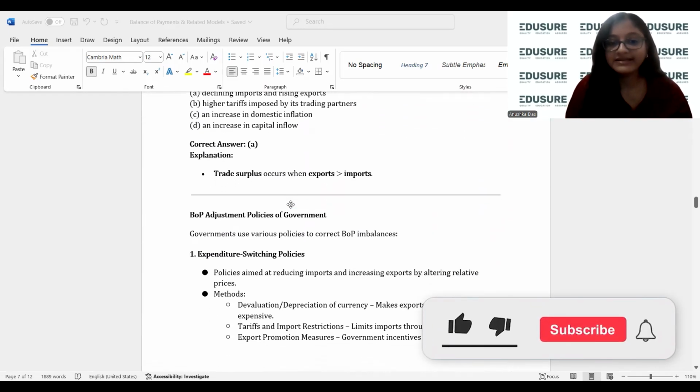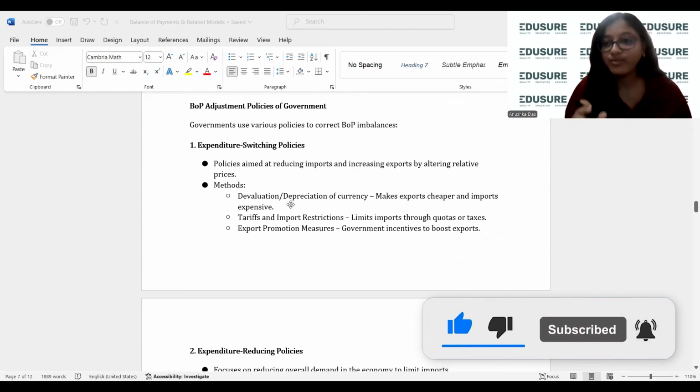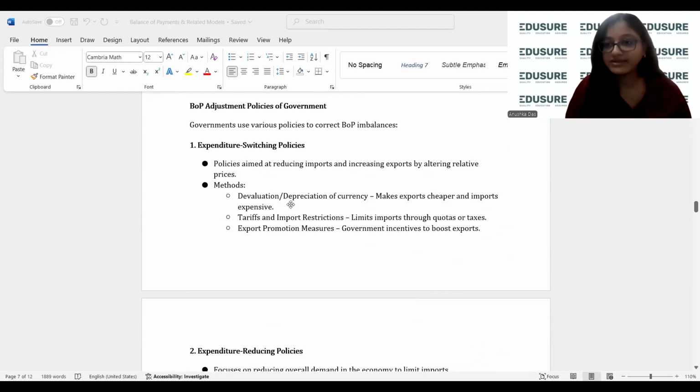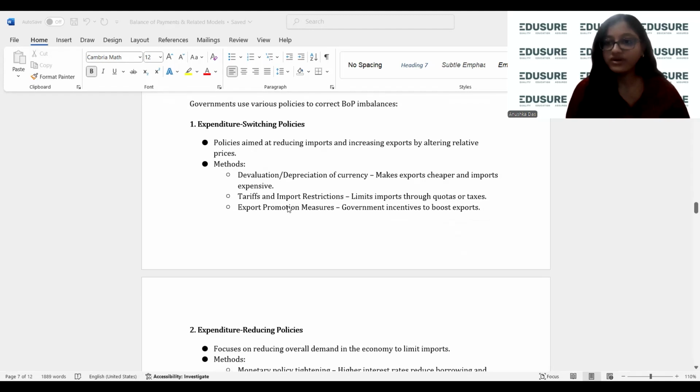And the third and the final thing that we discussed in the previous video was certain government policies. If disequilibrium is present, it can be in terms of surplus, it can be in terms of deficit. If any kind of disequilibrium is present, then how will the government take policies to correct this disequilibrium? And there we have seen three different policies. The first policy was the expenditure switching policy. Here we mainly focus on boosting the export of the country, right? Boosting the export of the nation.